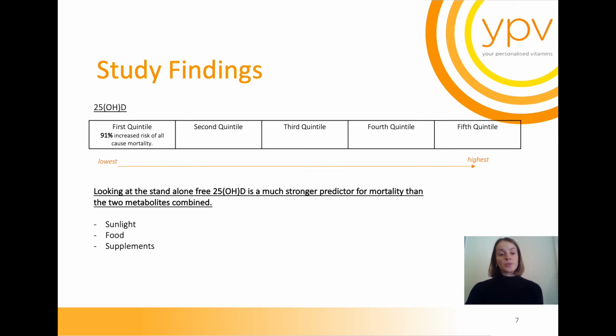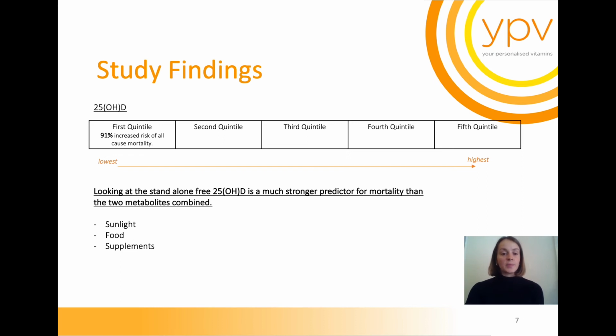The researchers were then able to conclude that looking at the standalone free, so the initial metabolite, the 25OHD free metabolite, is a much stronger predictor for mortality than the 2 metabolites combined. So by no means are the researchers suggesting that the 2 metabolites combined isn't a strong indicator of mortality or age-related mortality. It's just that the standalone metabolite is a much stronger predictor. We are aware, however, and so are the researchers, that there'll need to be additional investigations into this subject. Also the need for research into additional comorbidities such as obesity and sun exposure for the participants.